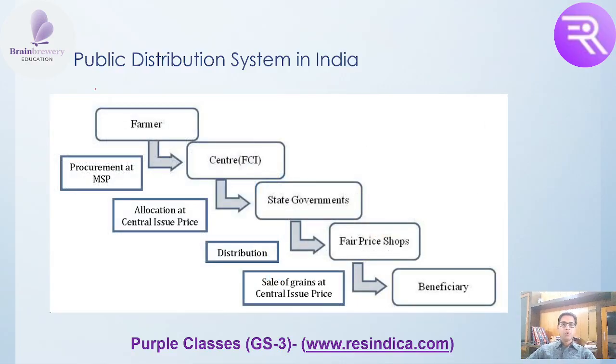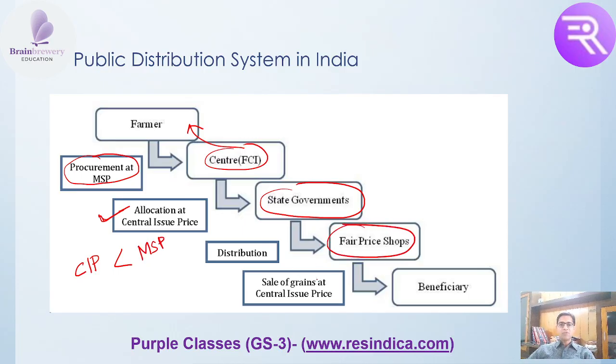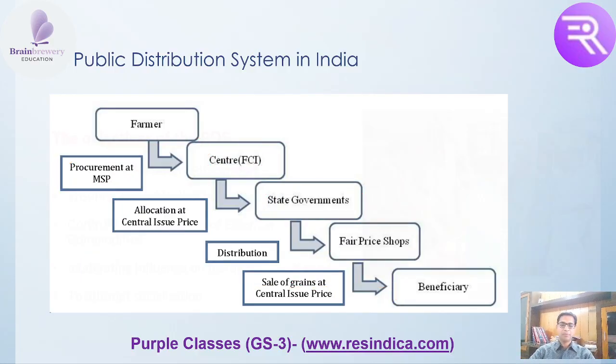Here, if you see it in a more elaborate way, there is farmer procurement at MSP. Central FCI buys from the farmer at MSP rate. Then the central government will allocate this to the state government at the central issue price, which is lower than MSP. Then the state government will distribute it to fair price shops, and then sale of grain at the central issue price will happen, and the beneficiary will get their food grains and various other things which are provided by the public distribution system.